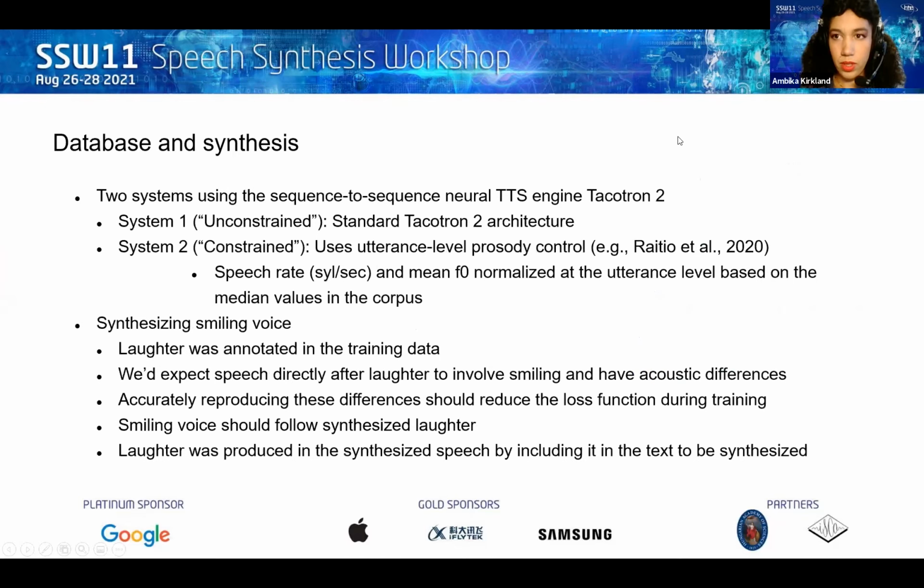Okay. So in terms of synthesis, we had two systems that use the sequence-to-sequence neural TTS engine Tacotron 2. The first system we referred to as the unconstrained system, which just uses a standard Tacotron 2 architecture. System 2 we're referring to as the constrained system, and this uses utterance-level prosody control. So the speech rate in terms of syllables per second and mean F0 are normalized at the utterance level based on the median values in the corpus.